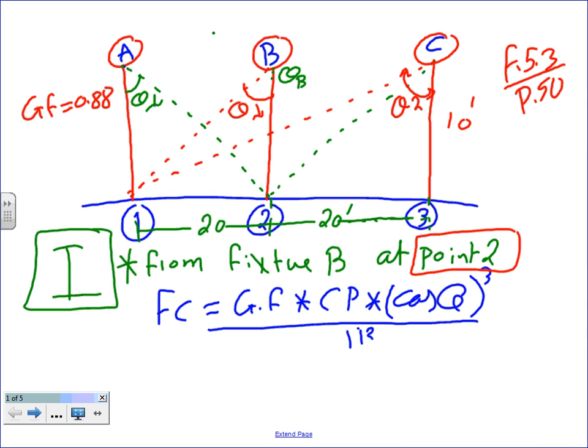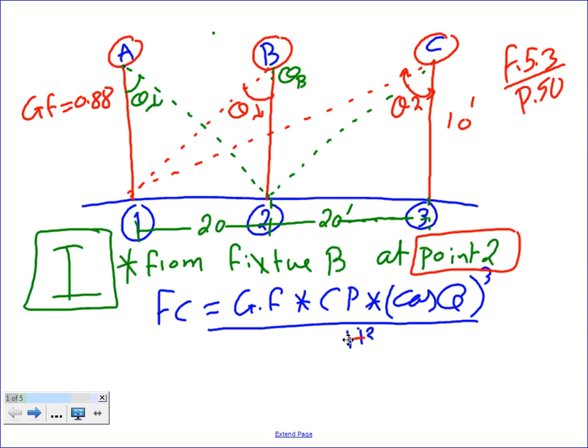The formula that we use is the CP, which is candela power, multiplied by the cosine of the angle raised to the power 3, divided by the height. This is my height. The height raised to the power 2, and there's a derating factor, which is the guard factor. You can add a maintenance factor to a guard factor, which is 0.88. So this is the formula that we're going to use.